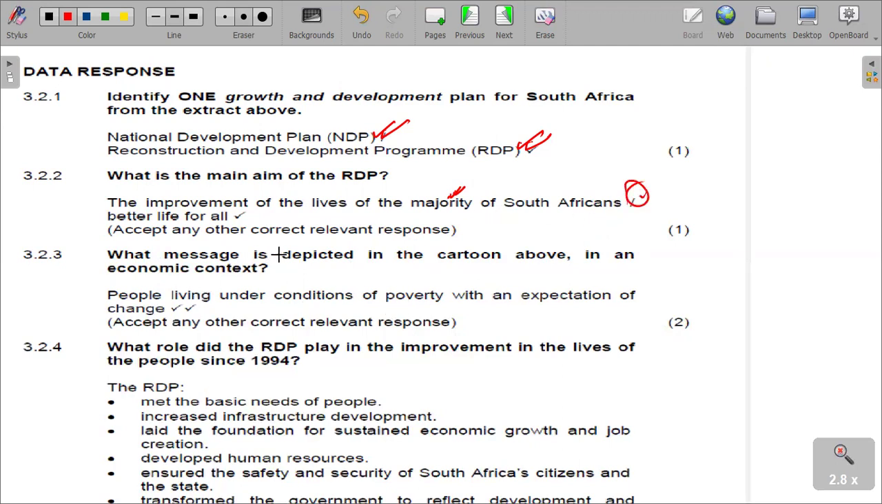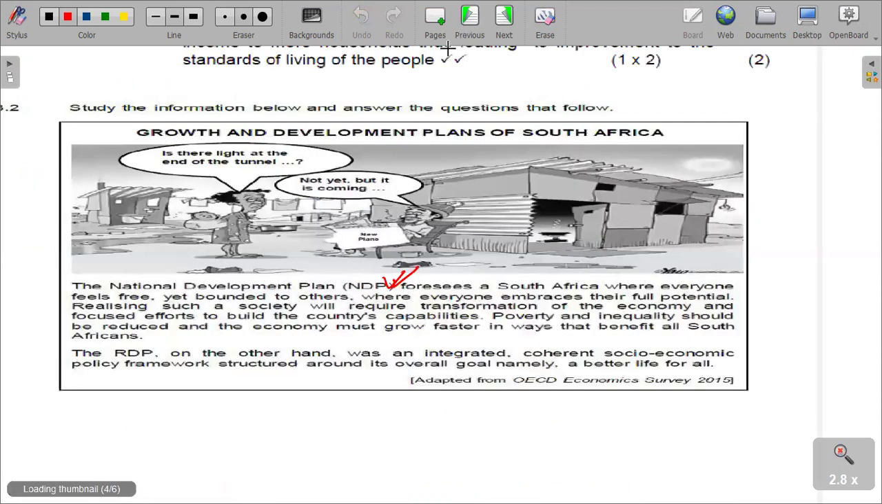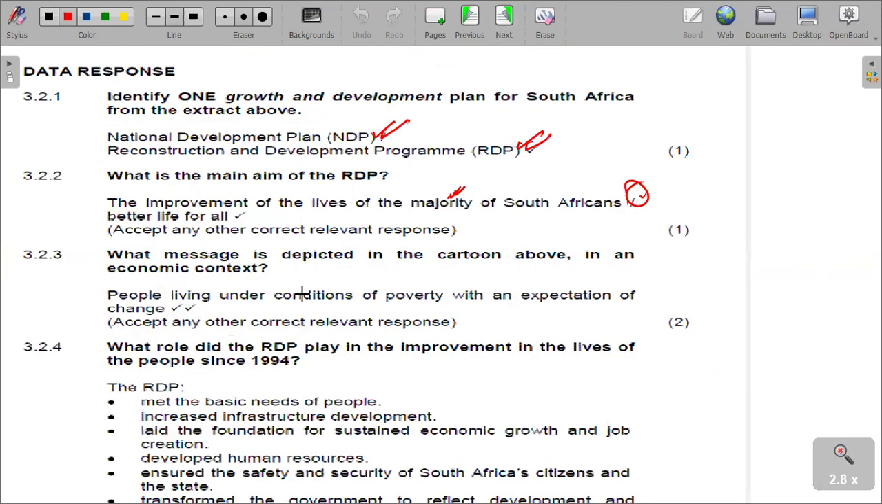And then what message is depicted in the cartoon above in an economic context? The question says, is there light at the end of the tunnel? And then there is also a response which says there is little but not yet. From this contextual reference, is there light at the end of the tunnel? Not yet, but it is coming. So the question that is asked here is what is the message depicted in the cartoon in an economic context? We are saying the reference is to growth and development plans of South Africa.